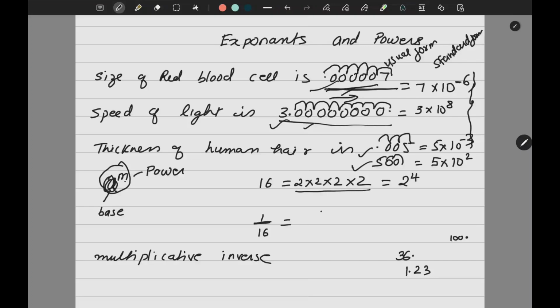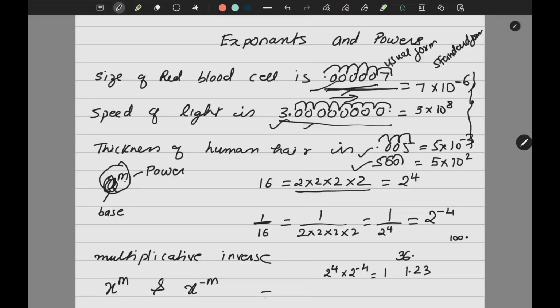Now here I have 1 upon 2 into 2 into 2 into 2. So basically it is 1 upon 2 to the power 4, which when I take to the top becomes 2 to the power minus 4. Now if you observe, if I multiply 2 to the power 4 and 2 to the power minus 4, what will I get? I'll get 1, because they are the multiplicative inverse of each other. So x to the power m and x to the power minus m are multiplicative inverses, and if I multiply them, I'll always get 1. We know the definition of multiplicative inverse. So this is the basic of exponents.